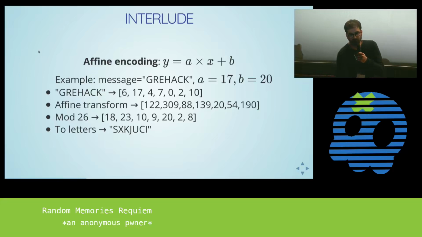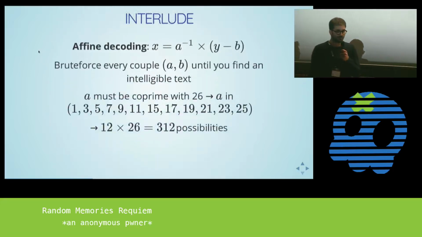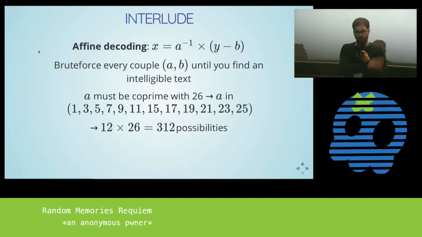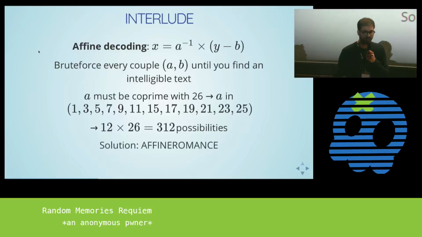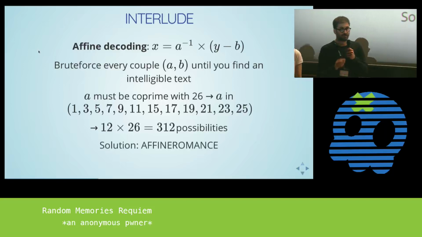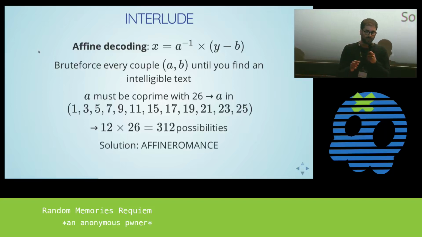So now, how to decode this message? You apply the inverse transformation. For this, you don't know the values of a and b. For b, there are 26 values. For a, there are 26 values. Actually, only 12 values, because the value of a must be coprime with 26, so that it has an inverse. So you have something like 312 possibilities. You read all of them until you get the flag, which is affine romance. Actually, there's a more clever solution.